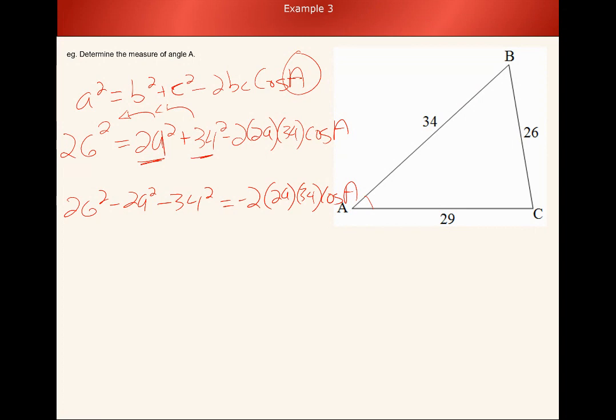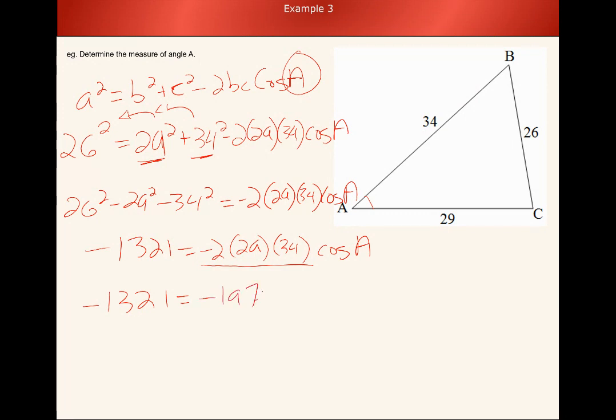I'm going to work that out so that I don't have to deal with it anymore. So 26 squared minus 29 squared minus 34 squared equals negative 1321. Negative 2 times 29 times 34 times cos A. Now I'm going to work this out and get a number. So it's negative 1321, and negative 2 times 29 times 34 makes negative 1972. And don't forget, there's still a cos A. Now we're getting there. Now it doesn't look so hard. Divide both sides by negative 1972. That gets rid of that.